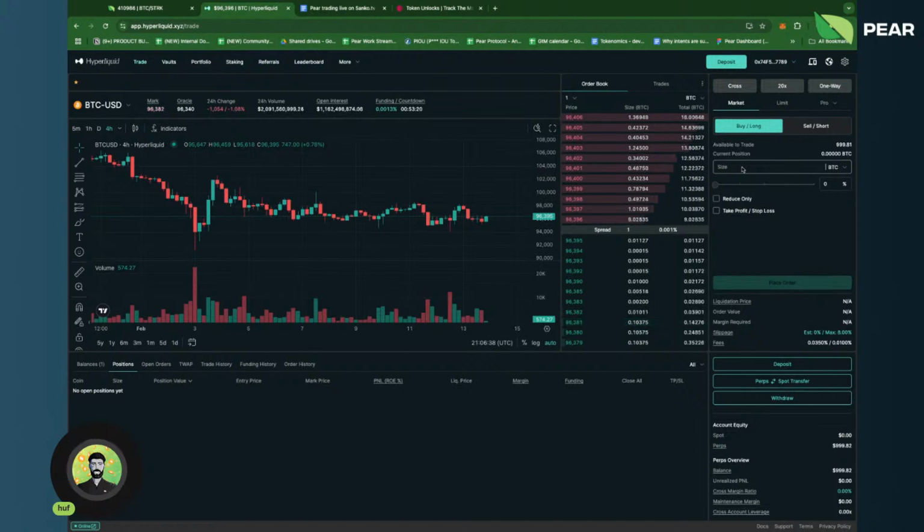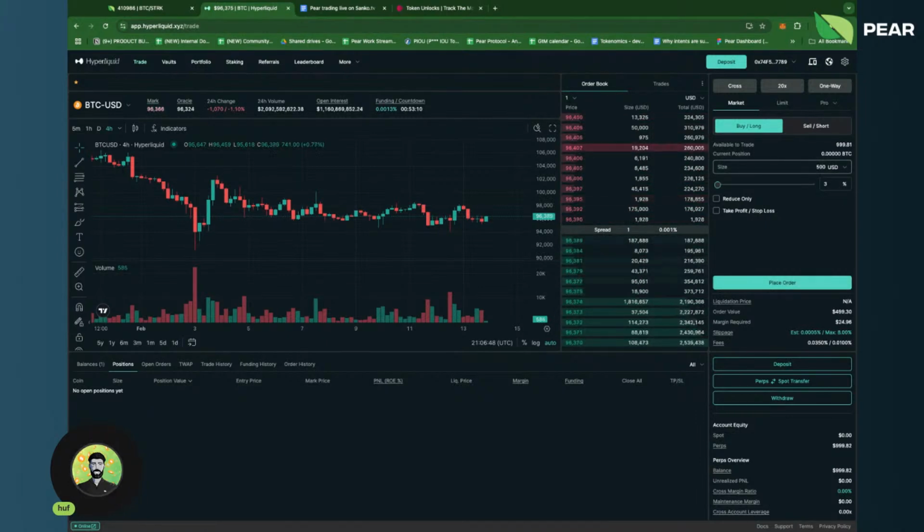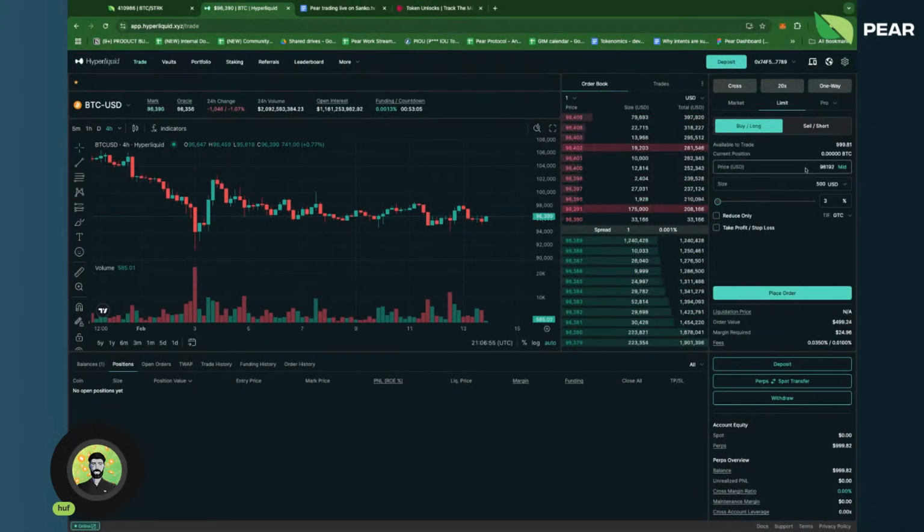But essentially, look, if I wanted to go long, let's say I wanted to go long $500 of Bitcoin. I'm going to do it in dollar terms to keep it simple. I could just slam a market order. Now, the alternative is I set a limit order. So I want to buy it at like 96,300. I could set a limit and place it in the order book.